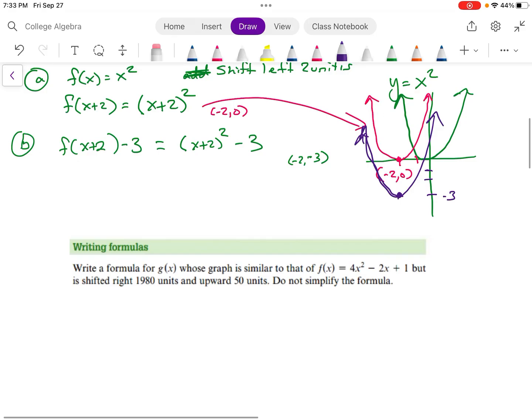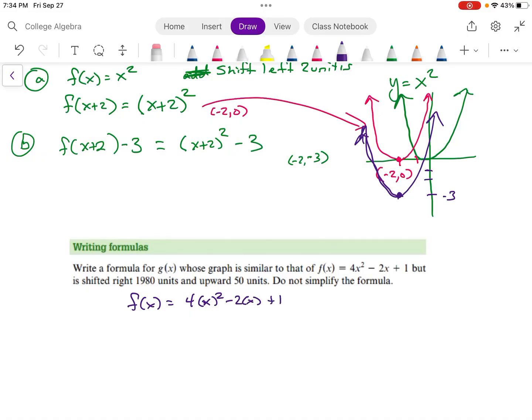All right. So now here's an application of it in a word problem format that said write a function whose graph is similar to this quadratic function right there, but we want it to be shifted to the right 1,980 units, and then up 50 units. So we're going to start off with our original problem here. F of x equals 4 times x squared minus 2 times x plus 1.